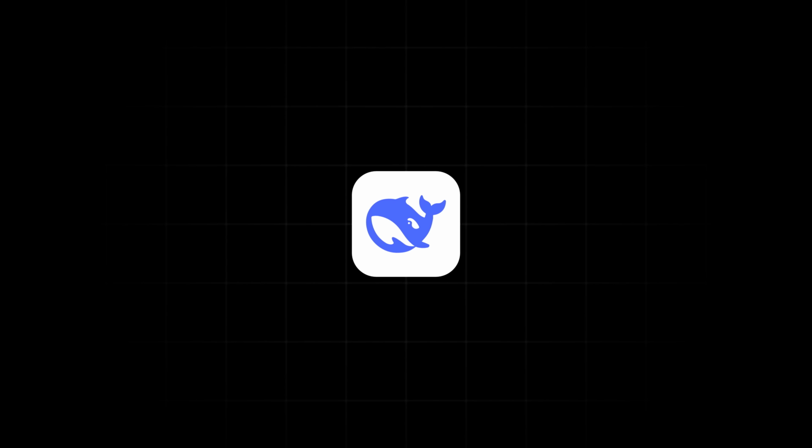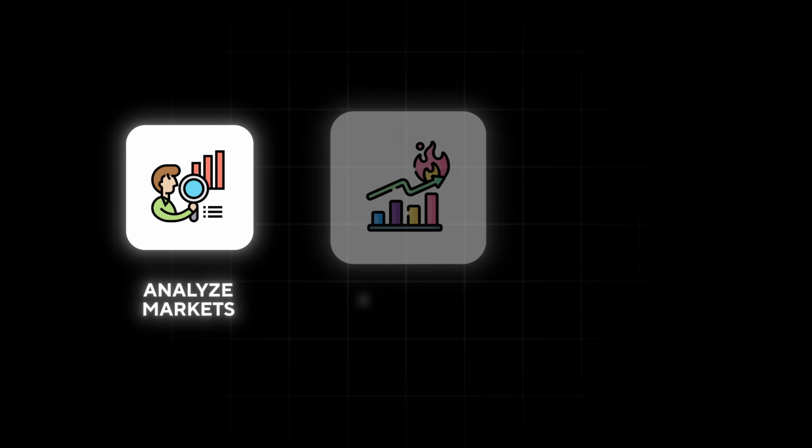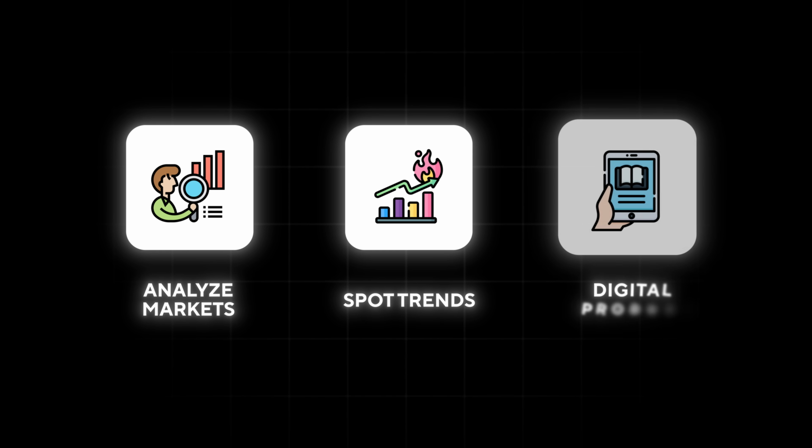Now, if you're ready to learn a new way to make money online in 2025, let me start by showing you the craziest thing about DeepSeek and what most people don't realize. DeepSeek is not just another AI writer or LLM. It can actually analyze markets, spot trends, and create entire digital products that are in extremely high demand.